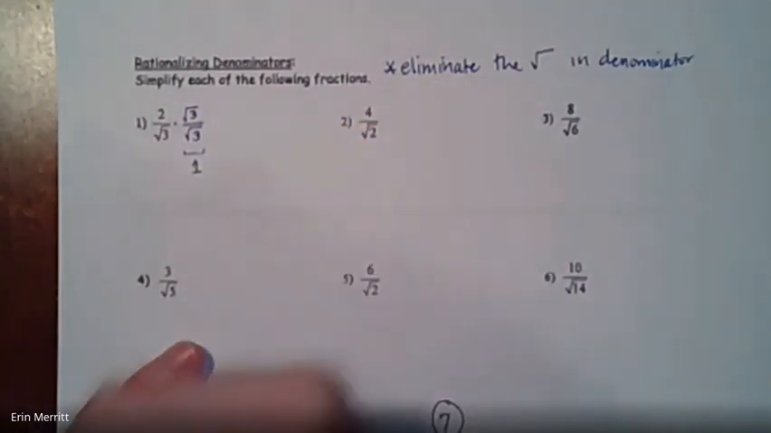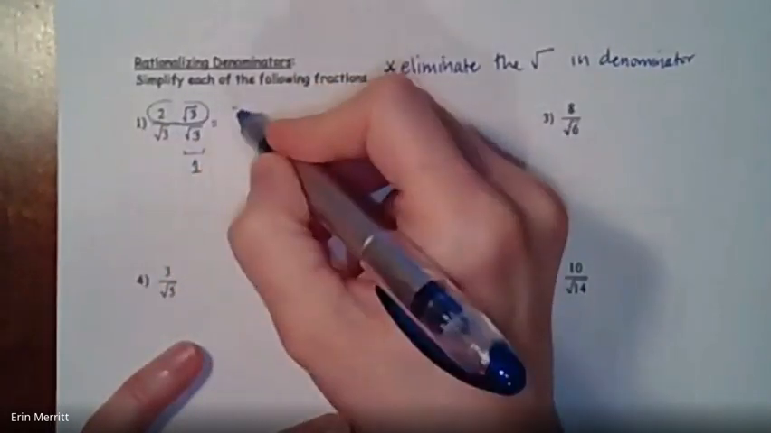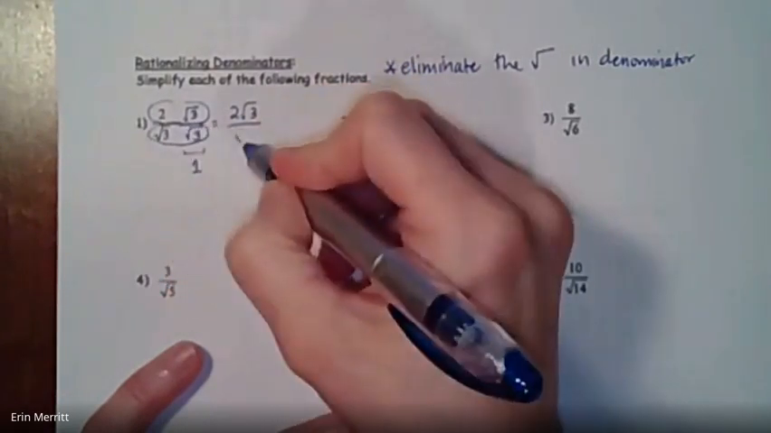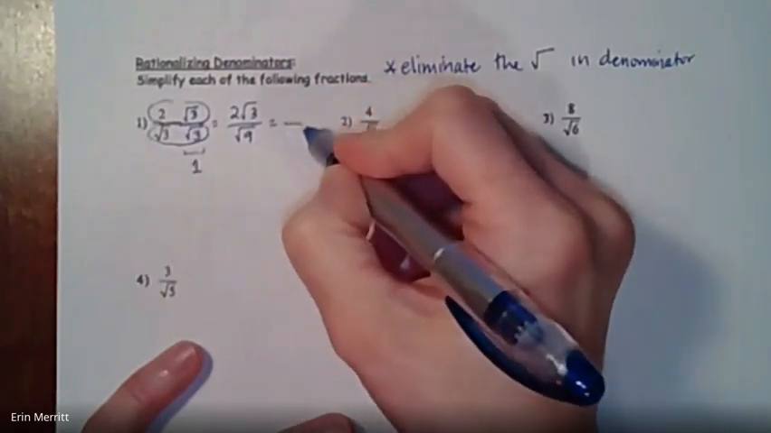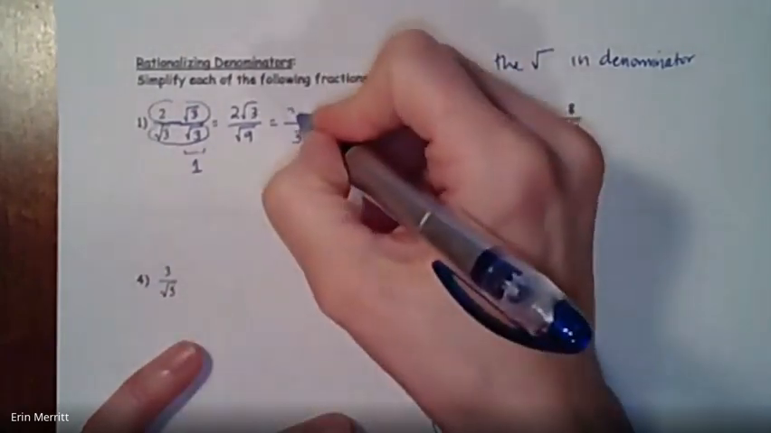So I'm just multiplying it by a different form of 1. When I do that, the numerator will give me 2 radical 3. The denominator would give me radical 9. And now the denominator is a perfect square, and I can take the square root of it.